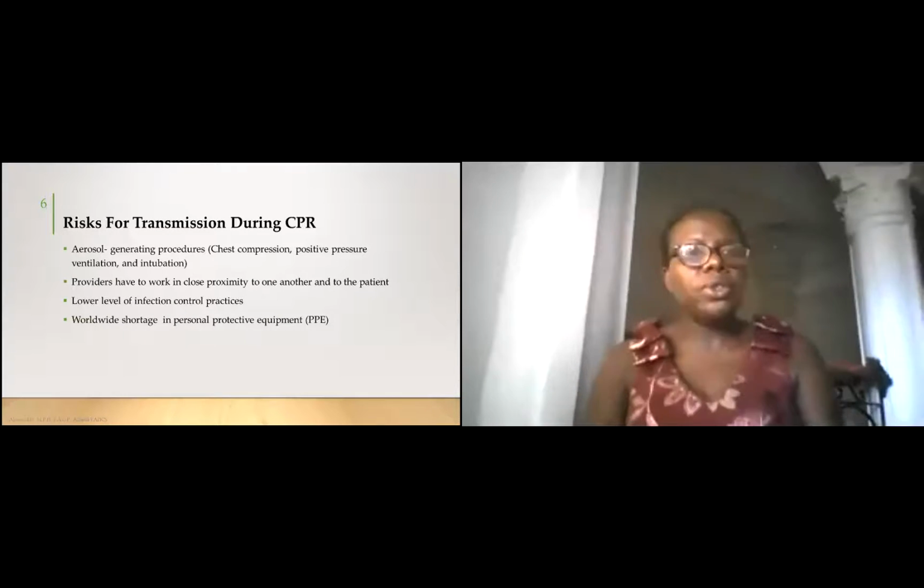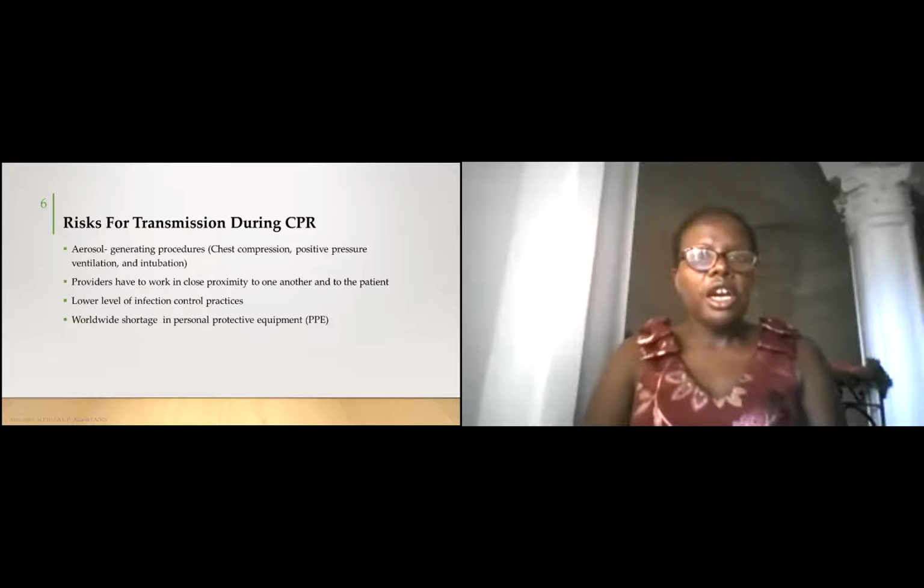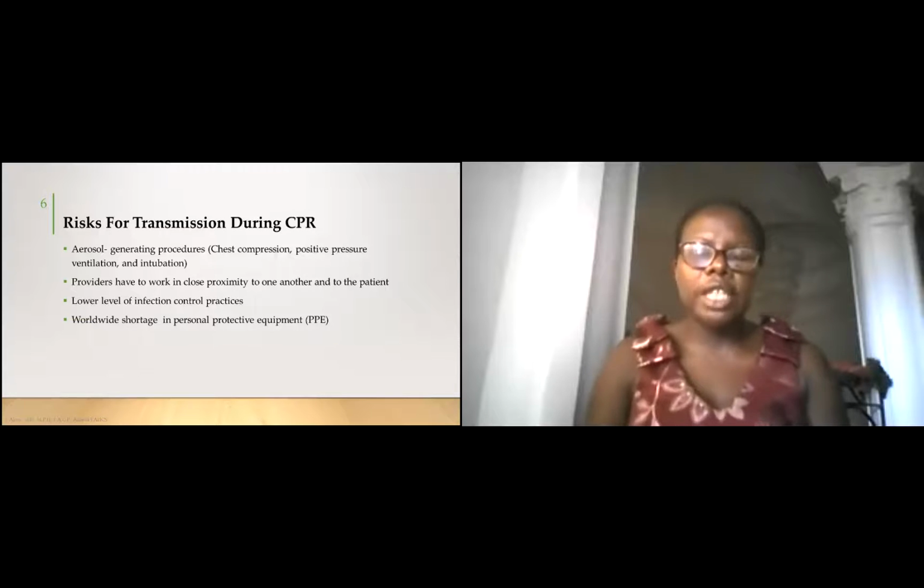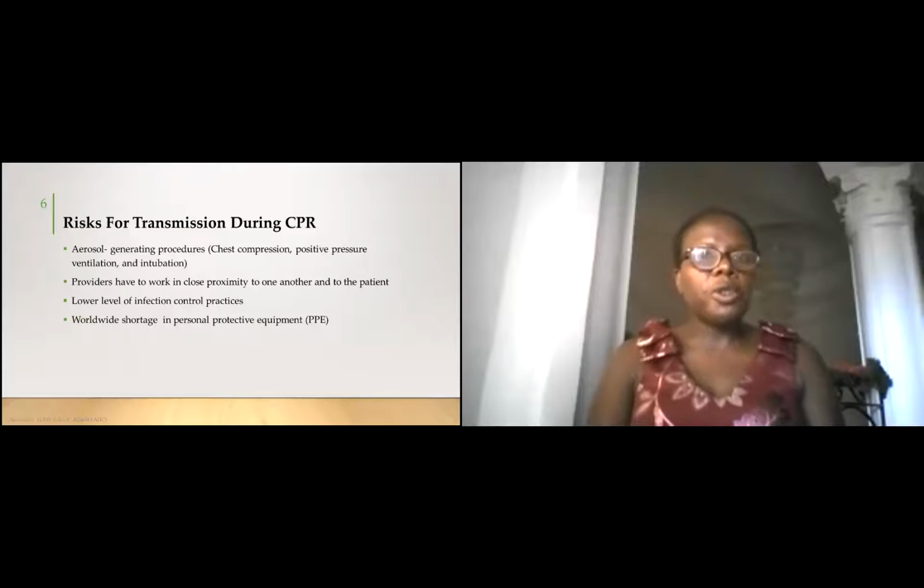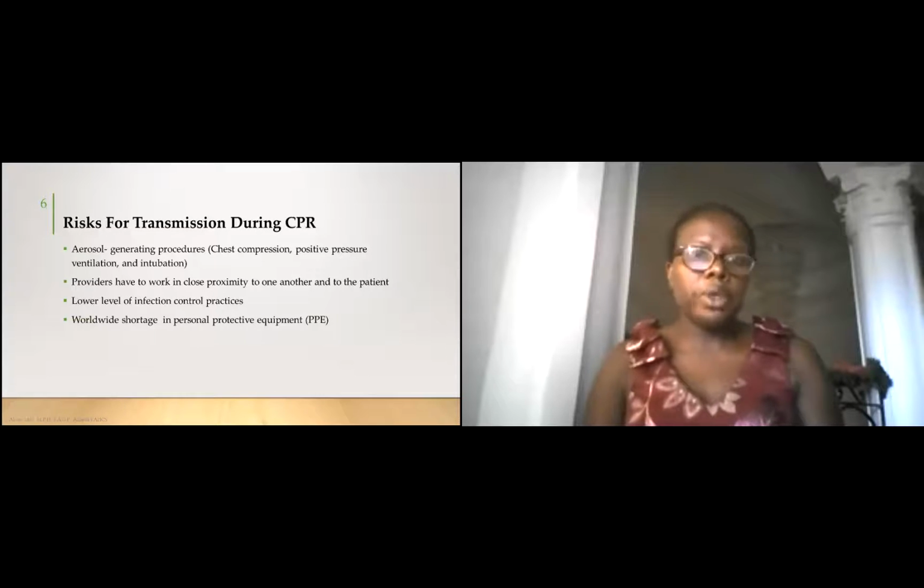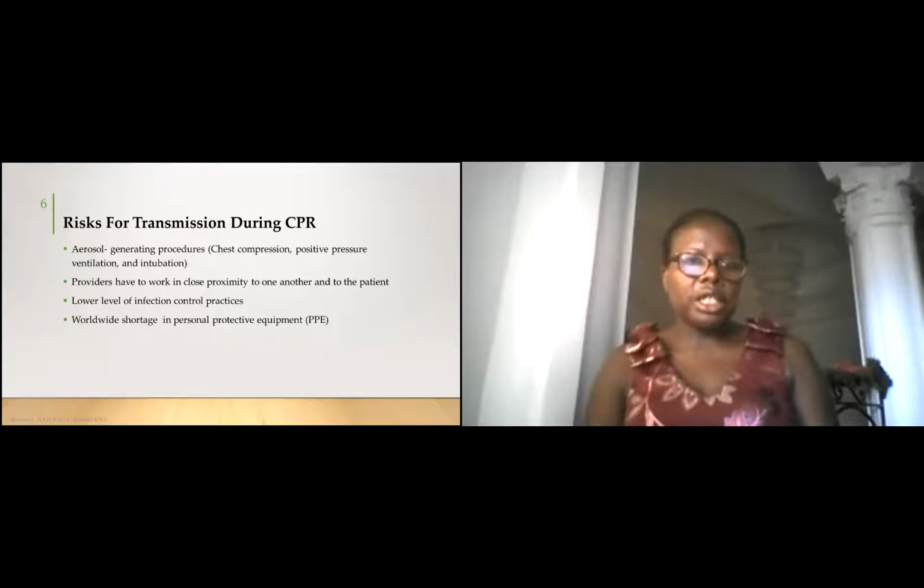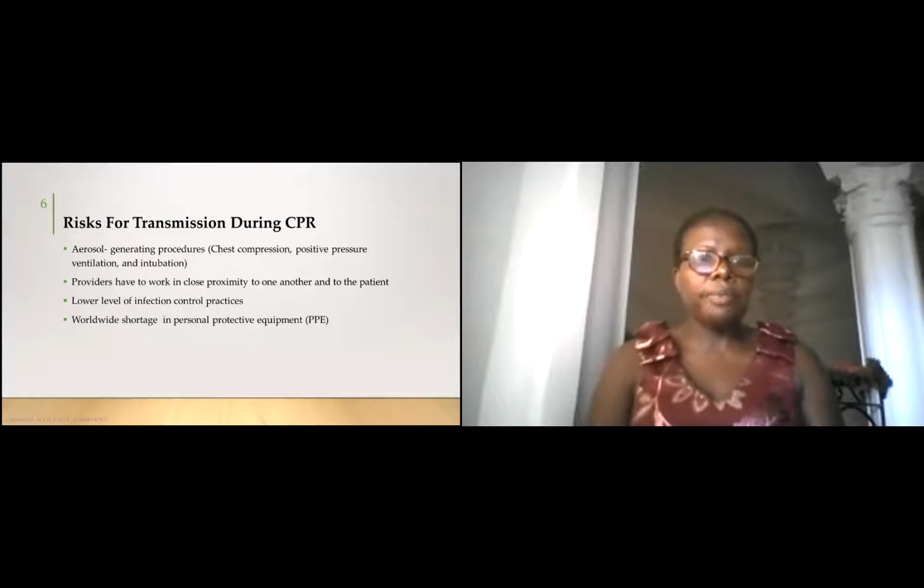And this is due to the fact that CPR itself is a process that is aerosol generating. We have chest compressions, positive pressure ventilations, and intubations, which are procedures that highly generate aerosol, and so exposing the rescuers to COVID-19 and increasing the transmissibility of COVID-19.